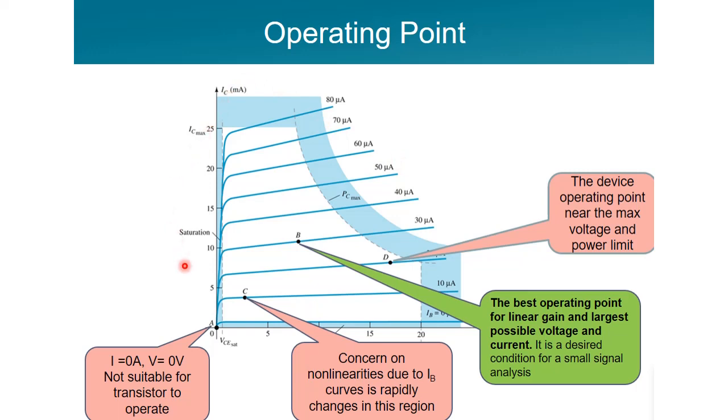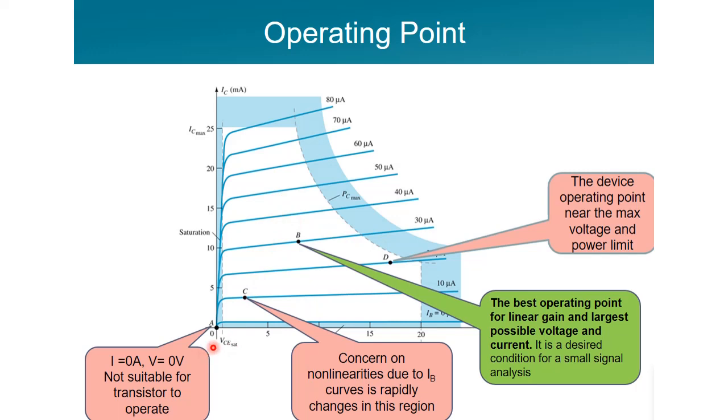This is the device characteristic. As you can see here, there are 4 Q points: A, C, B, and D. We know that this is saturation region and this is cut-off region. The white region is the active, or we call linear region.